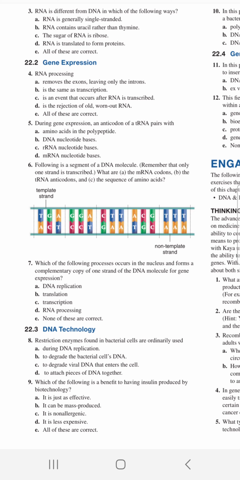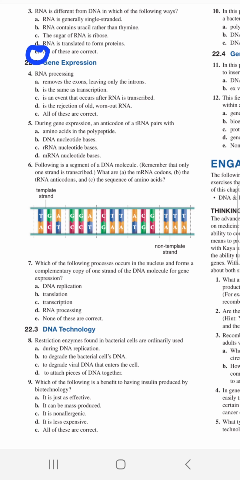Option B, RNA contains uracil rather than thymine. This is true. The sugar of RNA is ribose. True also, while in DNA you have deoxyribose, in which the second carbon doesn't have a hydroxyl group but rather a hydrogen. Option D, RNA is translated to form proteins. Yes, this is true. So all of these are correct.